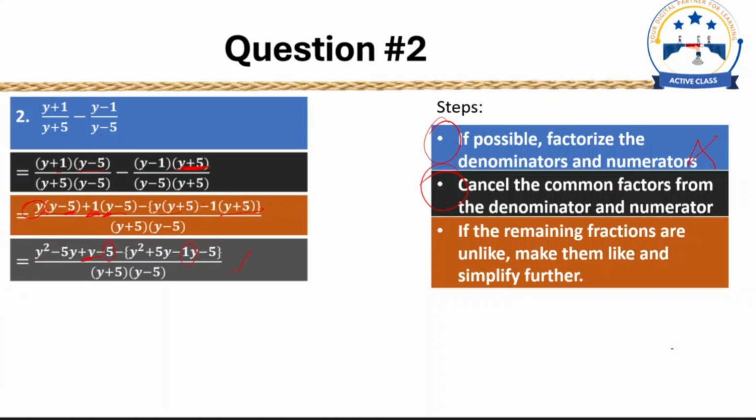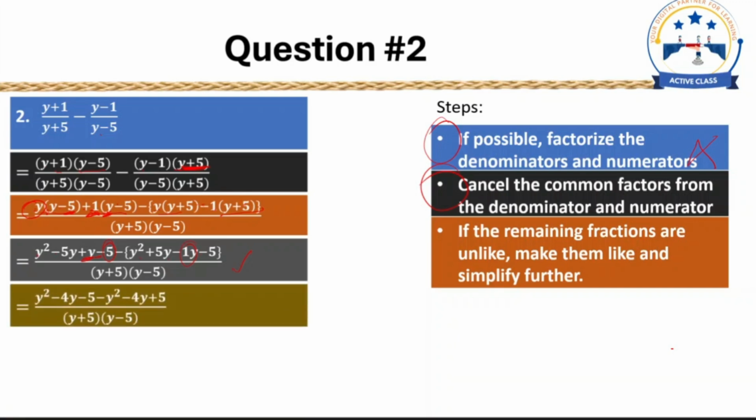In another step, we simplify. That means we add the like terms and we also open the curly bracket. Look at here. Y square remains same. Minus 5y plus y is minus 4y. Minus 5 remains same. Minus minus y square. And this plus 5y minus 1y is plus 4y. If that plus 4y is multiplied with the minus present over here, then that becomes minus 4y. And minus times minus is plus 5.